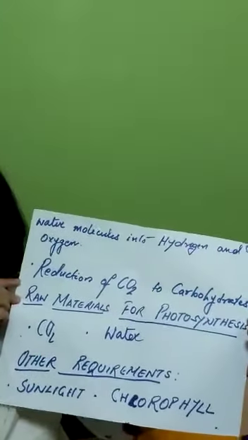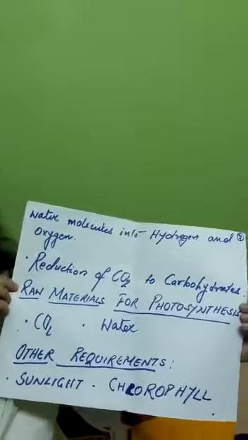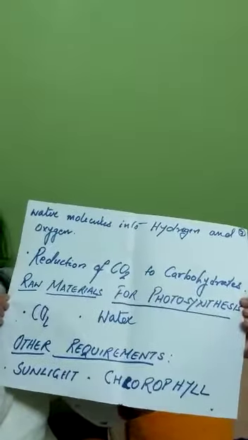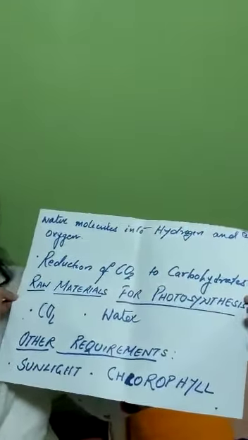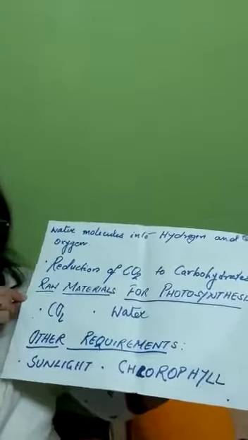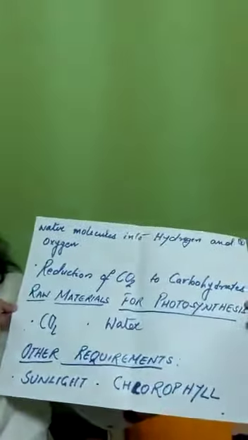So what are the raw materials for photosynthesis? Raw materials for photosynthesis are carbon dioxide and water. And what are the other requirements? That is sunlight and chlorophyll. So I hope the topic photosynthesis is clear to you all. This question often comes: what are the events of photosynthesis? Where does photosynthesis take place? And what is the equation of photosynthesis? These three things are very, very important.